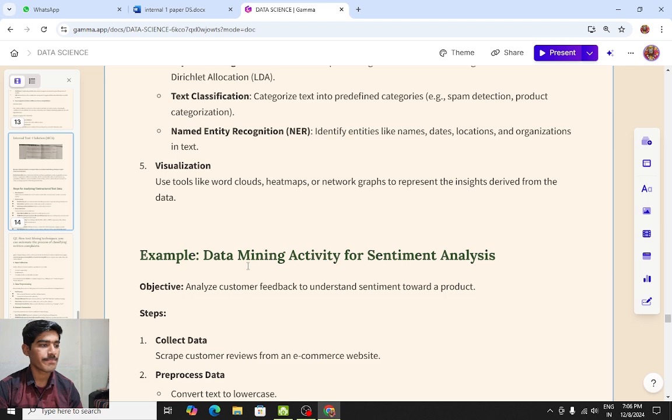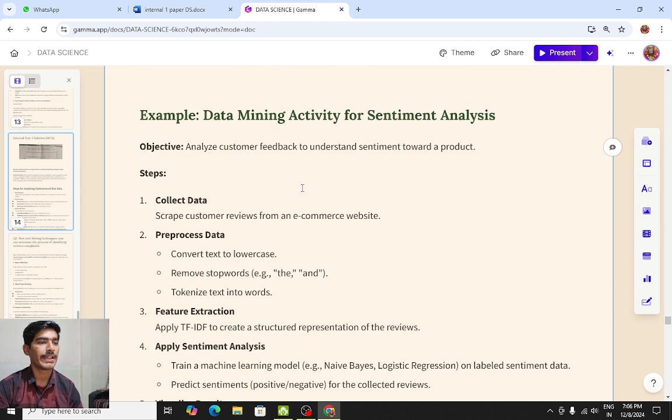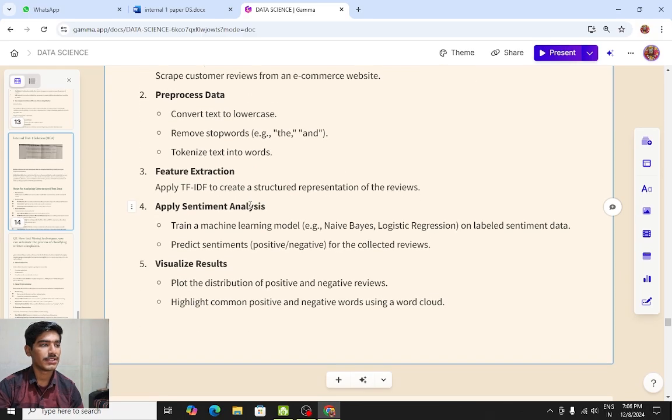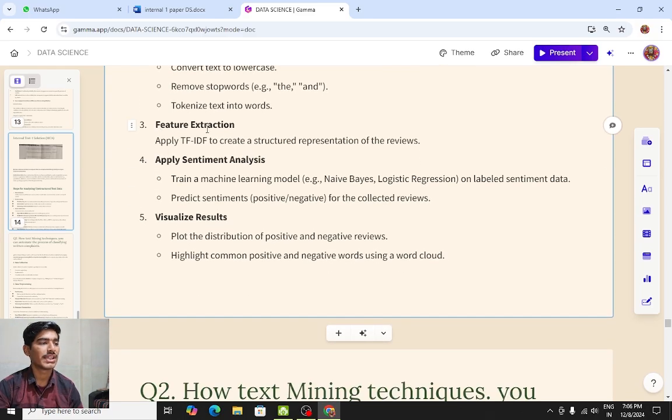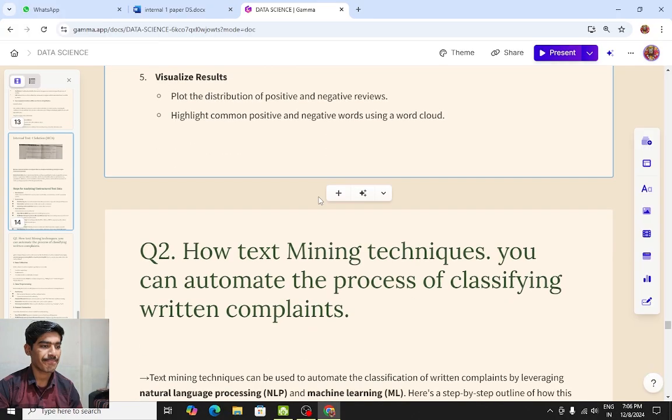Examples of the data mining activities for semantic and sentiment analysis. There are a few steps. The first is collect the data. Second is pre-process the data. Third is feature extraction. Fourth is apply sentiment analysis, and the fifth is visualize the results.